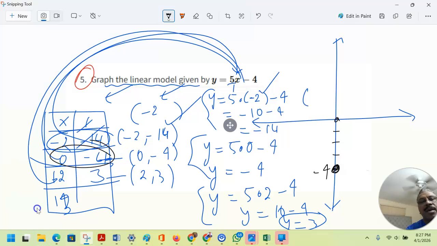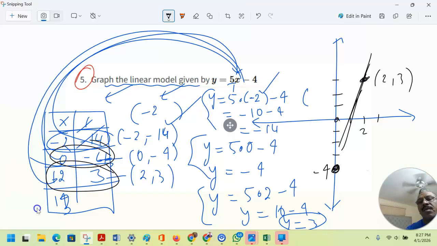So that's the first point. And another point you can think is 2 is 3. So if it is 2, this is 2 and 3 will be here, somewhere here. So this is 2 and 3. And that's it. And then you can just graph this. So this way. This is manually doing the work.